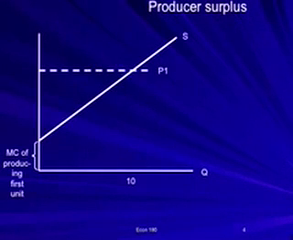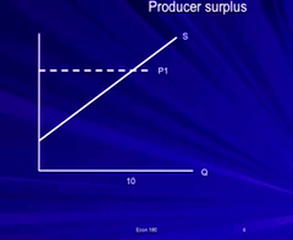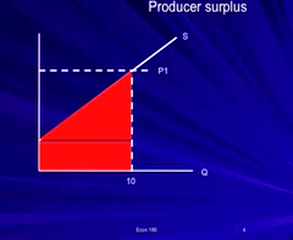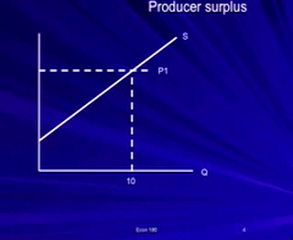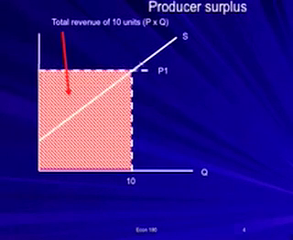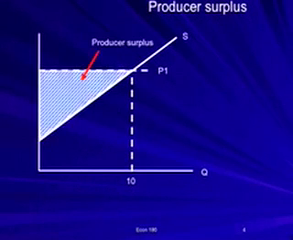For a producer surplus, we consider that the height of the supply curve is the marginal cost of producing the first unit, while the market price is the marginal benefit of selling that first unit. At price P1, producers will produce 10 units with a total variable cost given by the red area. The total revenue associated with that production is this area, the price times the quantity. The difference between the total revenue and the total variable cost is the producer surplus.